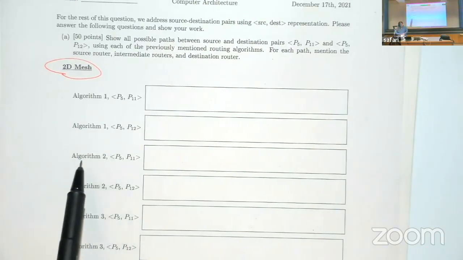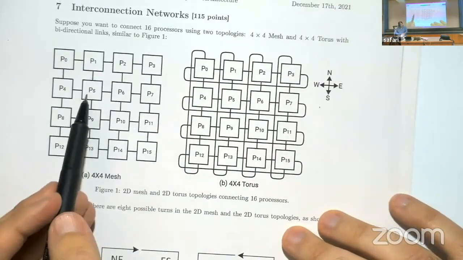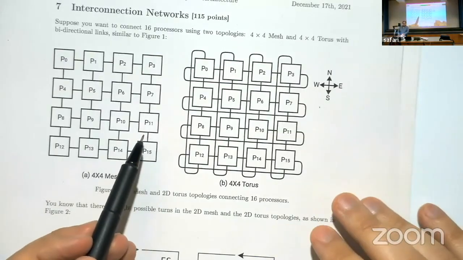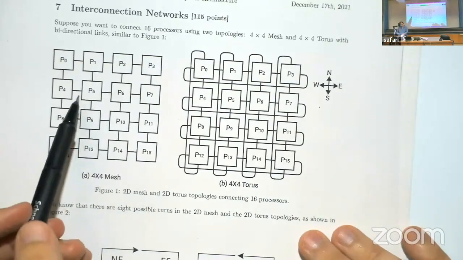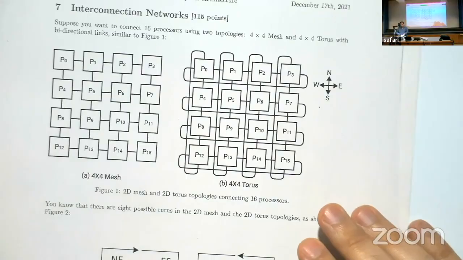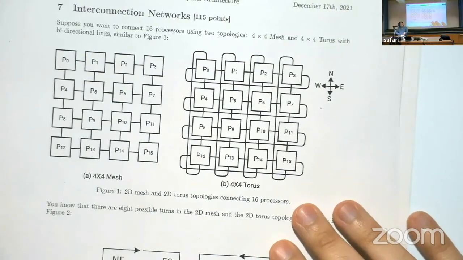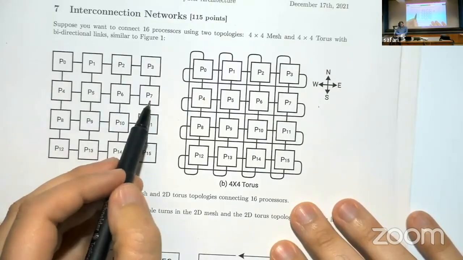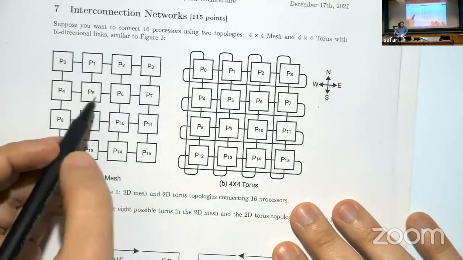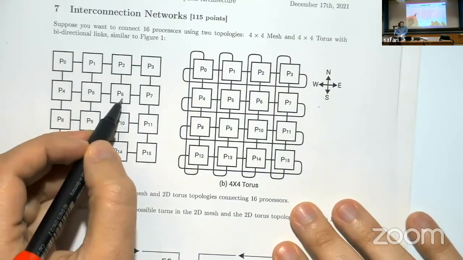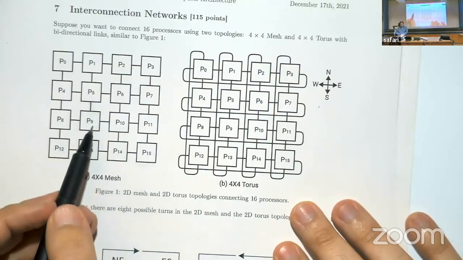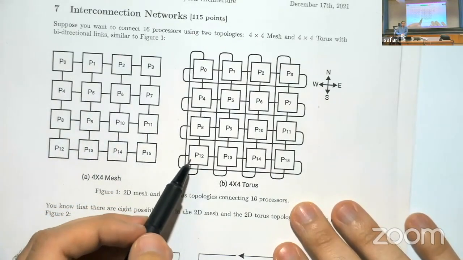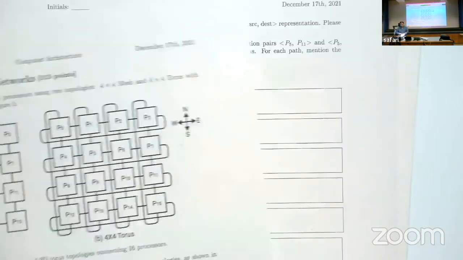So for algorithm 2, P5 to P11. P11 is in the east part compared to P5, right? So we can basically go there in a fully adaptive way. So what are the different paths? One path is P5, P6, P7, P11. The other path could be P5, P6, P10, and then P11. And another path could be P5, P9, P10, P11. These are the only three minimal paths that we can take.